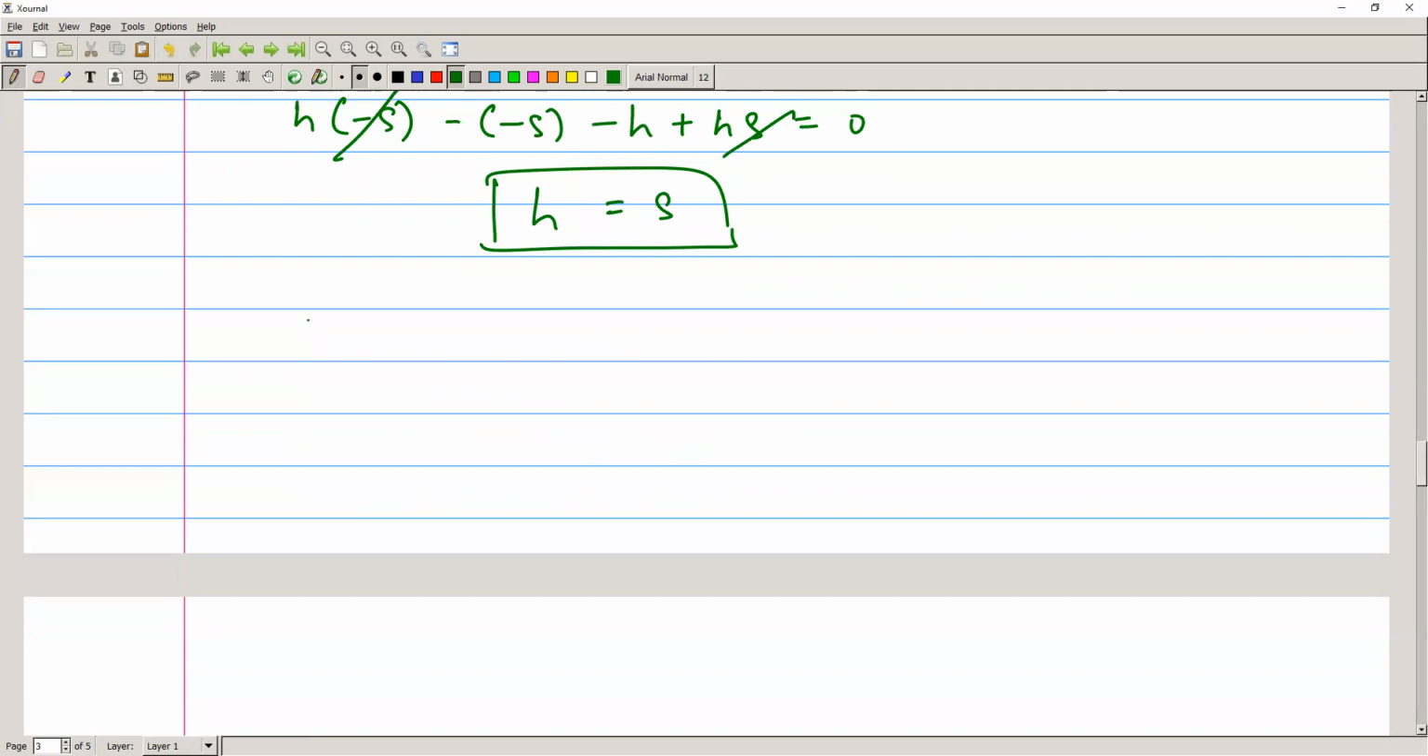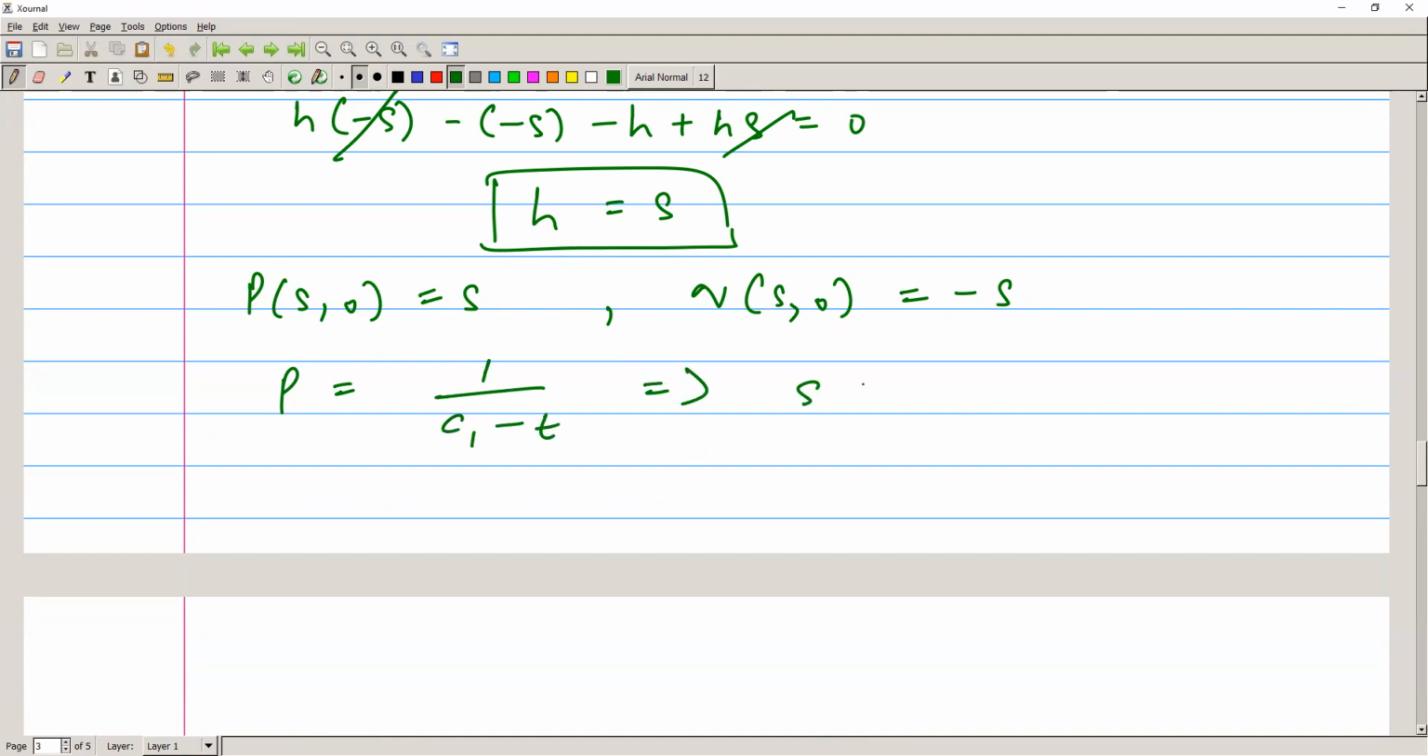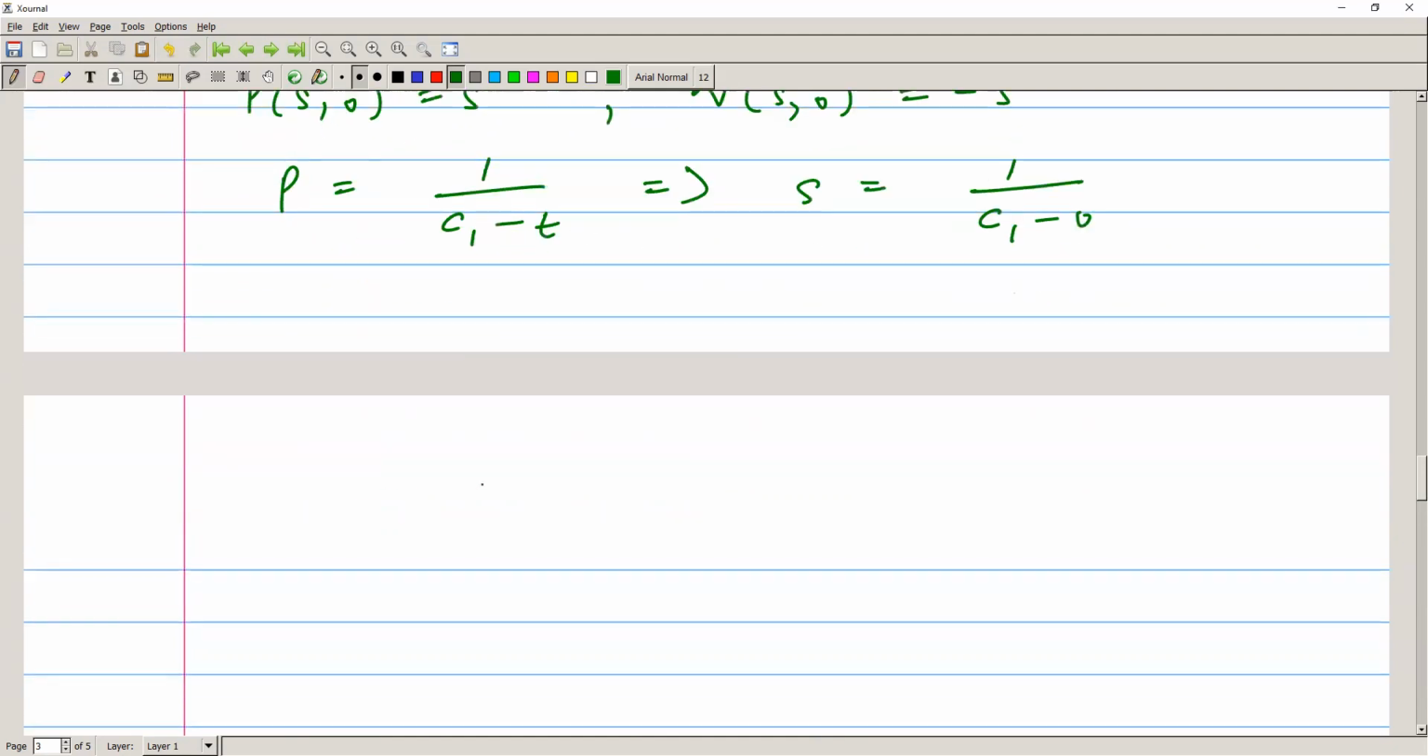So now it's pretty easy to solve these equations for the constants c1, c2, c3, and c4. So we will plug in the initial conditions. The initial condition p of (s, 0) is found to be s, and the condition for q of (s, 0) is found to be negative s. And we know that p is equal to 1 over (c1 minus t). So this implies that s is equal to 1 over (c1 minus 0), because t is equal to 0 as it's an initial value problem. So by reciprocating, I will find c1, which will be 1 over s.